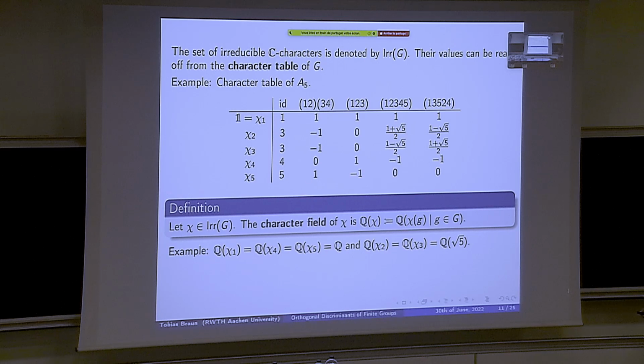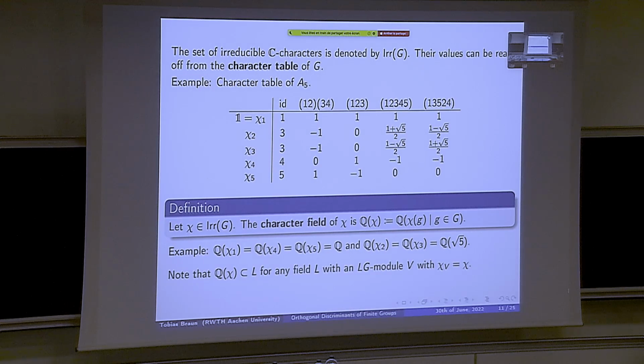And the definition we're going to need later is the definition of the character field. So if you take an absolutely irreducible character over the complex numbers, the character field is just the smallest field over the rationals that contains all the character values. You just adjoin all the character values. And as an example, just look at the table: chi1, chi4, and chi5 have rational character field, or trivial character field. There are only integers here, and the character field of chi2 and chi3 will be Q adjoin root 5, because you have roots of 5 here.